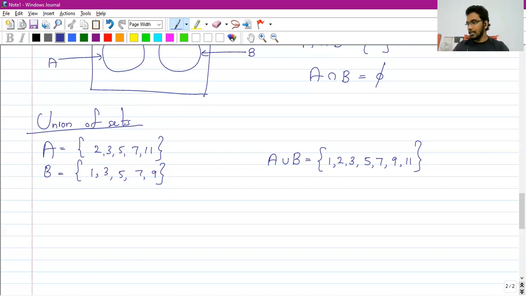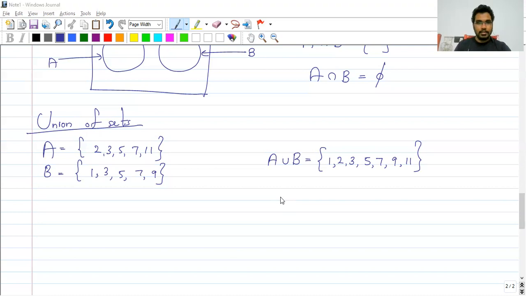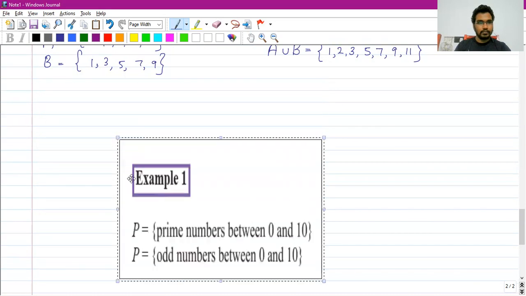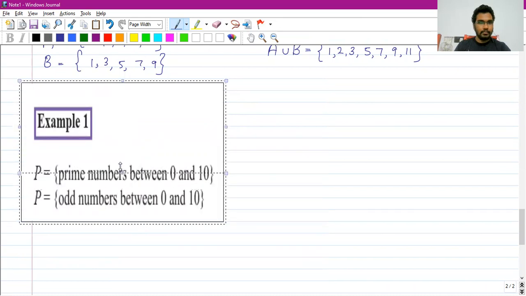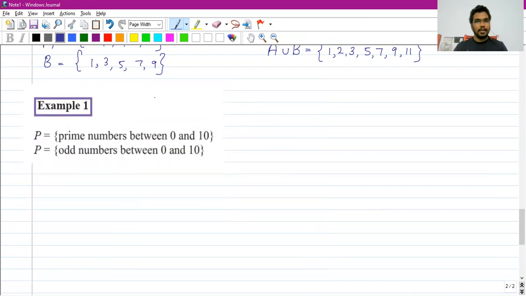So I think you can understand it now very well. Yes. So shall we do a small example? Example number 1. P is prime numbers between 0 and 10, and, I think it must be corrected as Q. Yes, Q must be odd numbers between 0 and 10. So we can write these elements first. Prime numbers between 0 and 10 means 2, 3, 5, and 7.